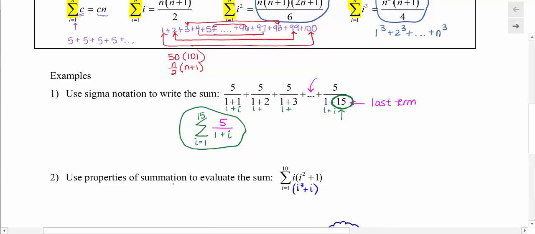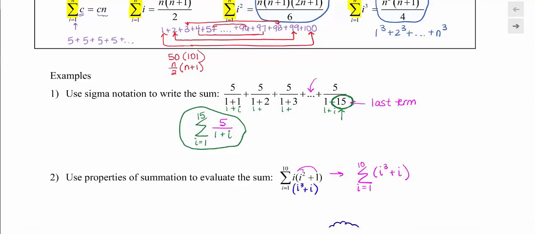Use properties of summation to evaluate the sum. So now I'm giving you a summation and you're going to have to figure out what that sum is. So I did distribute that i, so that i times i squared is i cubed and i times 1 is i. So I'm really looking at the sum from 1 to 10 of all i cubed plus i.